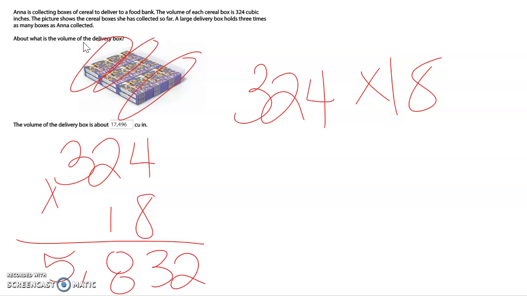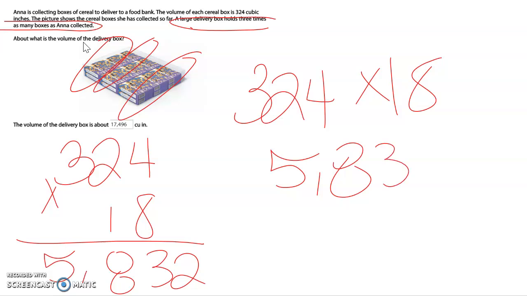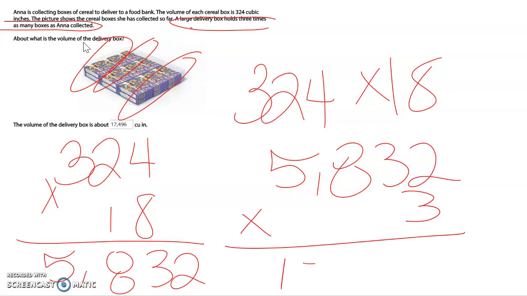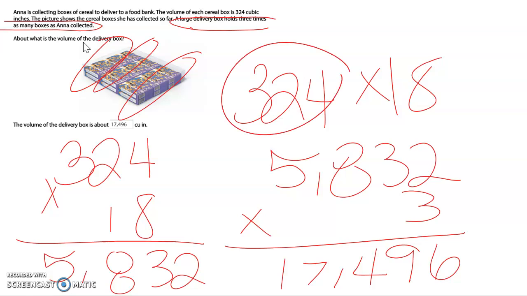5,832. But we are not done yet because it says a large delivery box holds 3 times as much as Anna collected. So we have to take 5,832 times 3. And that gives us 17,496. So this one is like a 2-stepper. First, you have to do the cereal box multiplied by how many boxes you see, giving you this answer, then multiply it by 3 again.